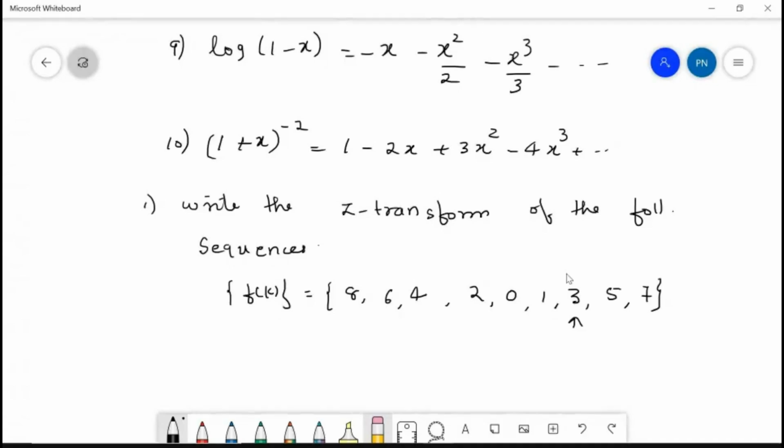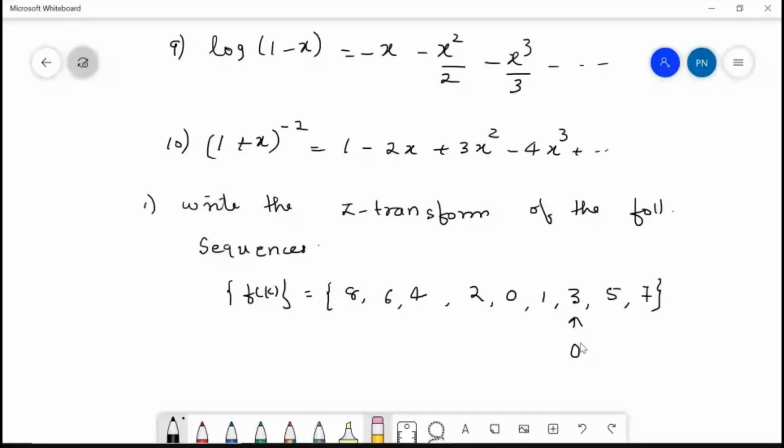Okay, if we are given a sequence like this, you are having some numbers: 8, 6, 4, 1, 5, 1, 3, 5, 7, and below 3 you are given an arrow. This means wherever the arrow is given, that value is the function value for k equal to 0. So f of 0 equal to 3.